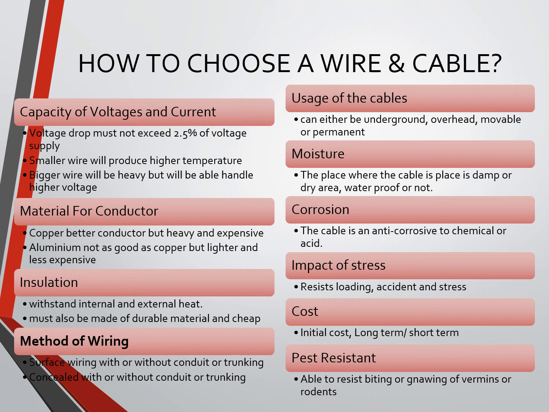Okay, so these are the factors in how we choose a suitable wire and cable to be used. First, it depends on the capacity of voltage and the current, where the voltage drop must not exceed 2.5%. Okay, bila dia exceed drop 2.5, maksudnya resistance dia tinggi. So, we need to increase the size maybe. Depends on the capacity. So, smaller wire will produce higher temperature. So, cepat panas. So, bigger wire will be heavy, berat. Tapi, dia boleh handle higher voltage. Sebab tu, kita kena ikut kesesuaian.